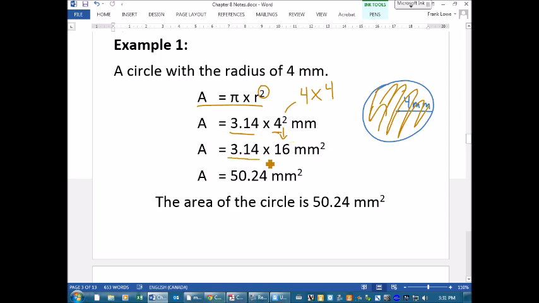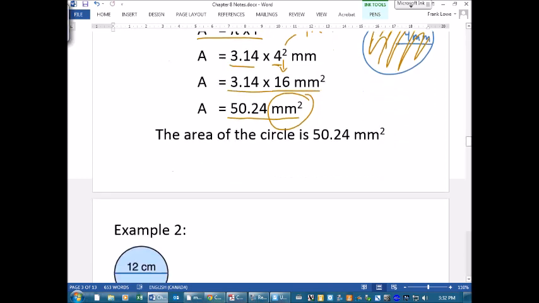Now we multiply these two, and we get 50 and 24 100ths. And check out my units. It's not just millimeters, it's millimeters squared. Remember, because area is a two-dimensional measure. It's measuring 2 dimensions, not just one. Okay, so our answer will always be squared.